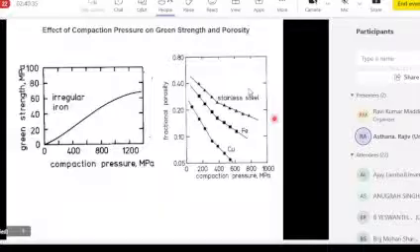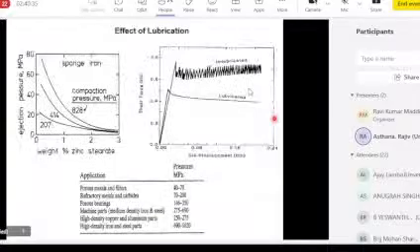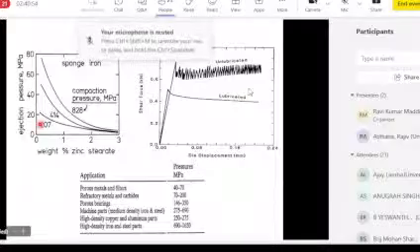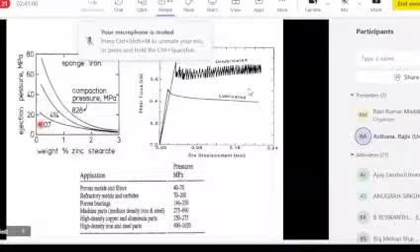Lubrication helps both during pressing the part and during ejection of the part. And you can see the effect of lubrication on ejection pressure in this graph. So we're looking at three different compaction pressures: 207 MPa, 414 MPa, and 828 MPa for sponge iron, and zinc stearate is the lubricant.